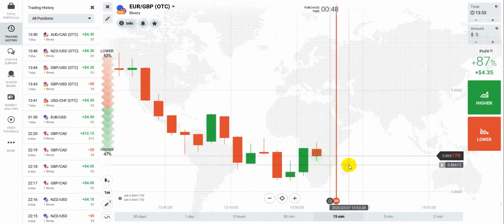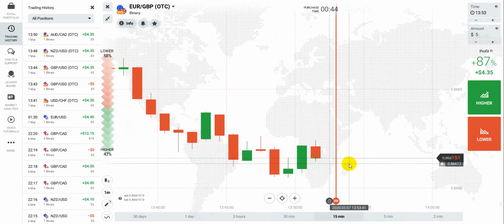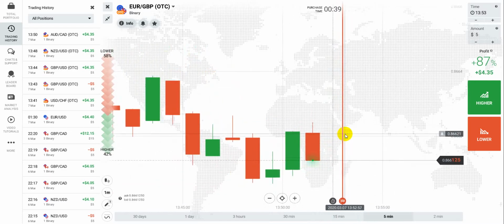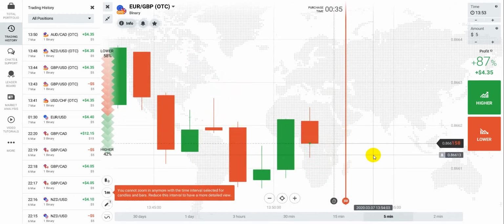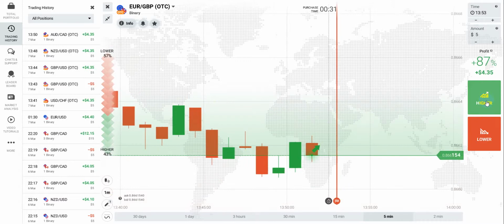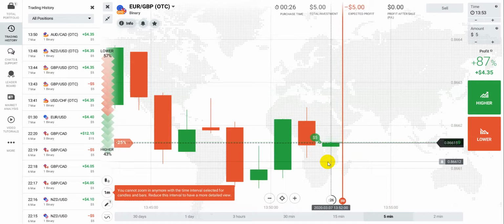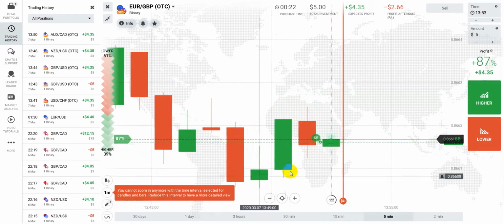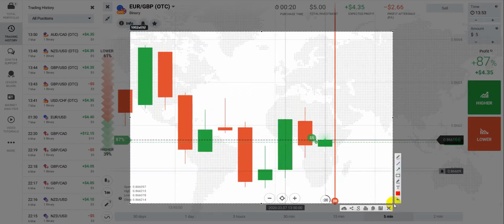So let's see, I have no confidence here. Just check how this candle forms. So now I can take here. Okay, let's do it. Higher option. I can take the higher option here because the trend is downtrend, no problem.